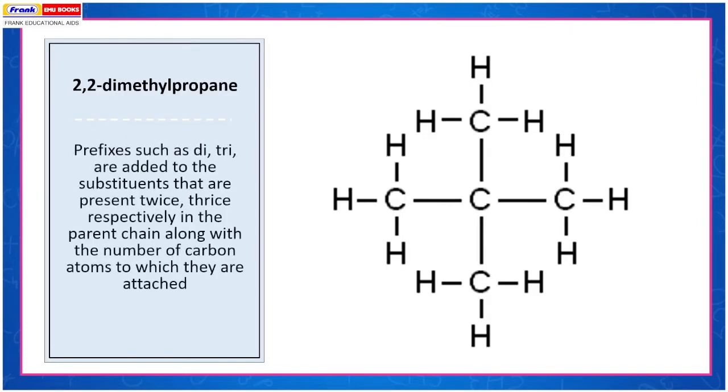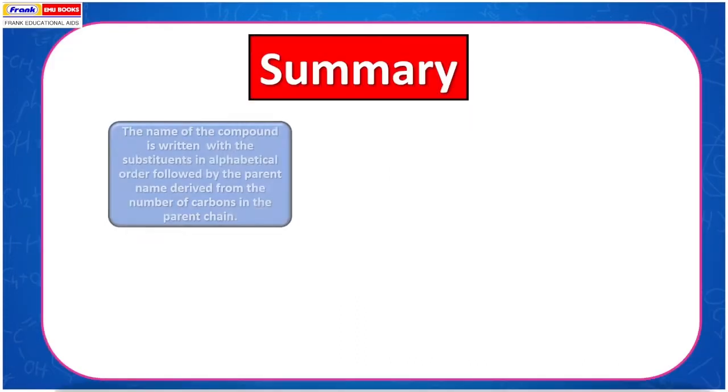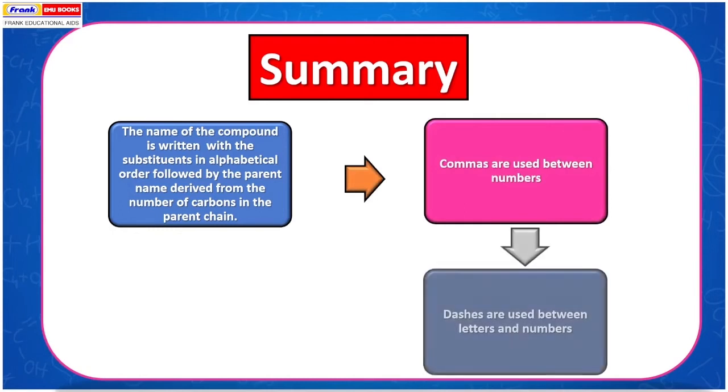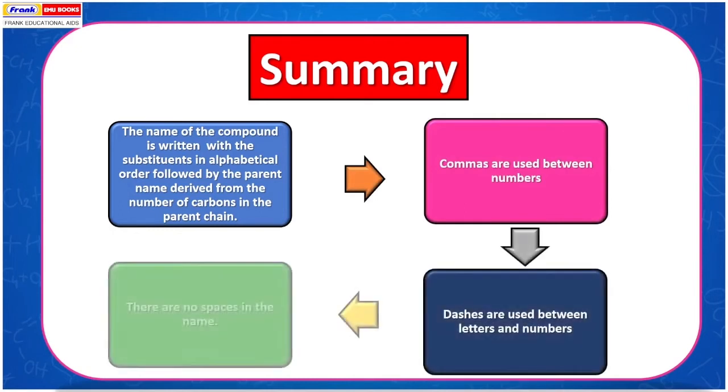2,2-dimethylpropane. Prefixes such as di and tri are added to substituents that are present twice or thrice respectively in the parent chain, along with the numbers of the carbon atoms to which they are attached. Summary: the name of the compound is written with the substituents in alphabetical order followed by the parent name derived from the number of carbons in the parent chain. Commas are used between numbers, dashes are used between letters and numbers. There are no spaces in the name.